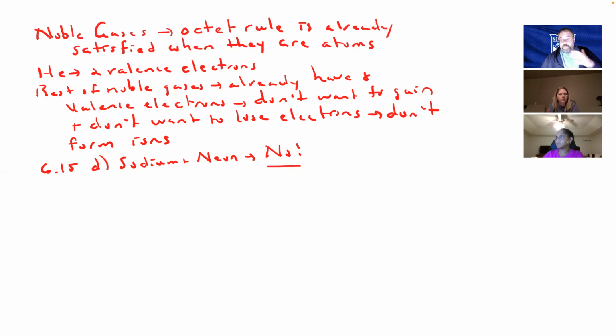I'm sure somewhere out there there's probably an exception, but I'm not aware of it. You should not get an ionic compound with any of the noble gases, because their octets are essentially already satisfied. Gotcha. Okay, that makes more sense.